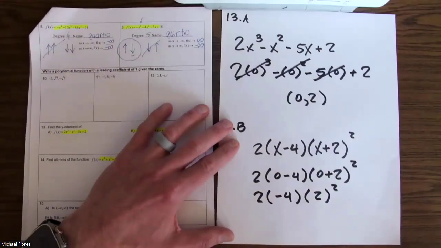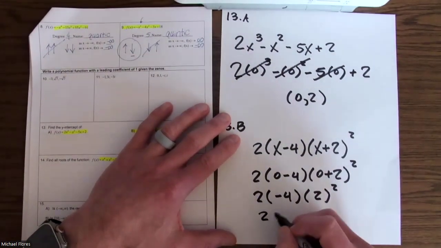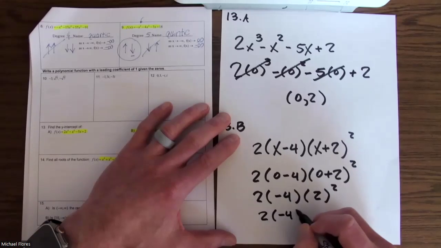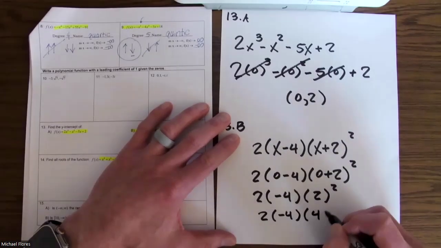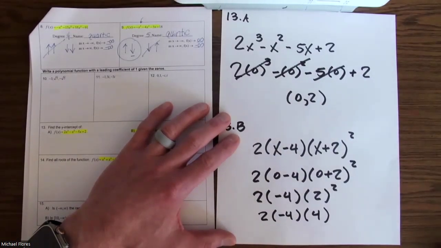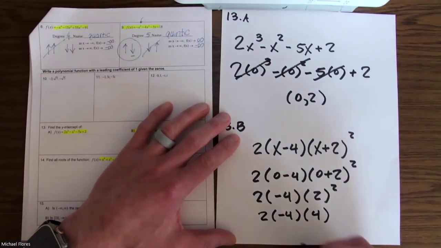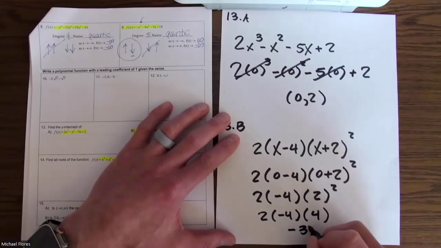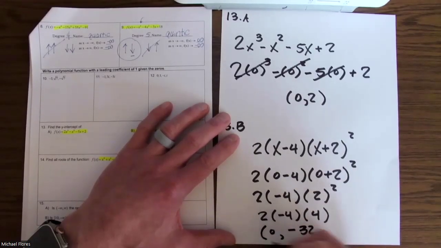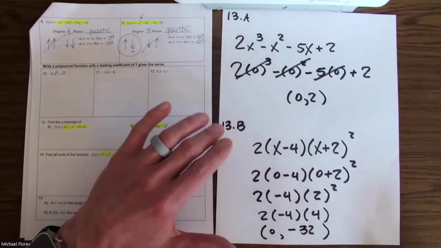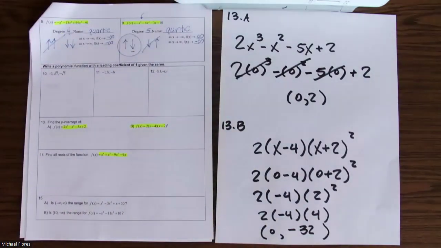Next, take care of any exponent. 2 squared is 4. And now from here, we can multiply. 2 times negative 4 times positive 4 is negative 32. So as an ordered pair, your y-intercept is (0, -32).